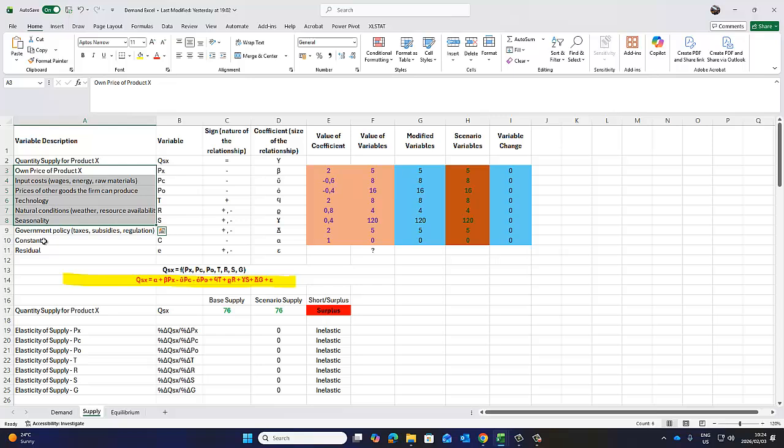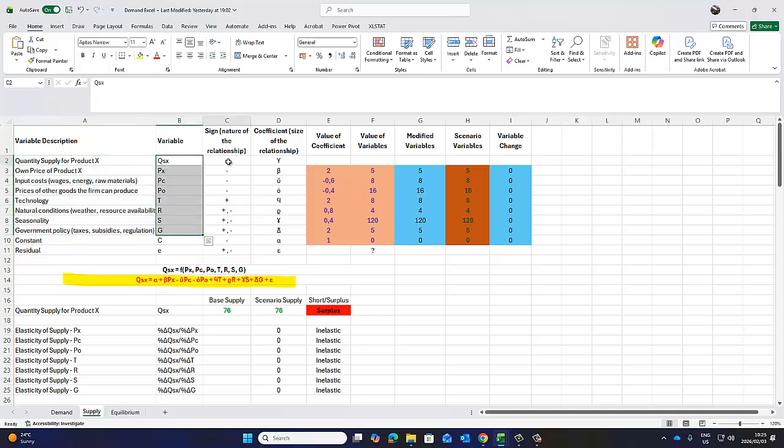So we've identified, then, that the constant and the residual are not variables, but we always keep them in. As I said, the constant is, even if there are no factors influencing supply, there may still be some supply. I doubt it very much, but who knows? And then obviously residual is everything else that influences quantity supplied except these variables. Okay, so that's my function up to there, but obviously when you do the equation and the calculations, we include the constant and the residual.